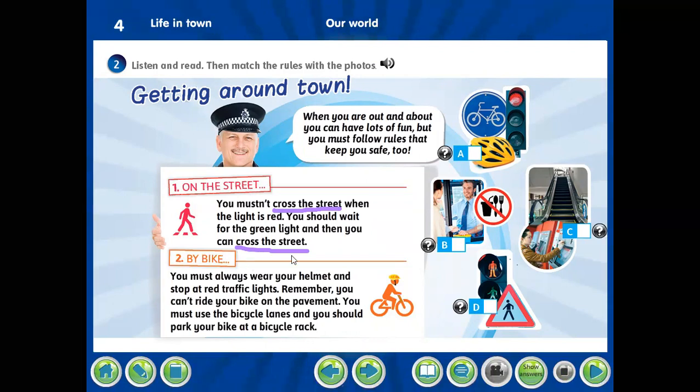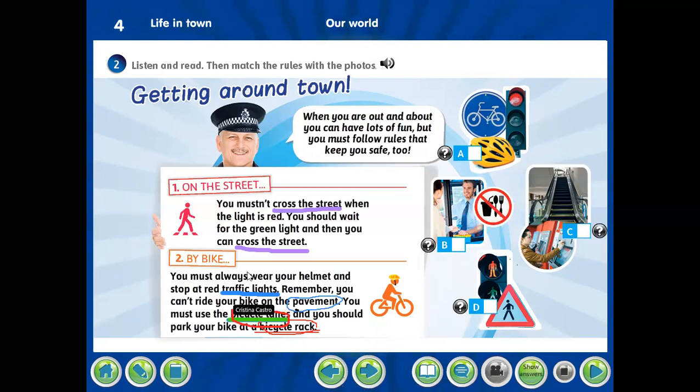Circle or underline the vocabulary, please. The rest, in our books, we need to identify the vocabulary. Okay, bicycle rack, very good. Traffic lights, good. Payment, very good, Ramiro, payment. Very good, Daniela, bicycle lane.